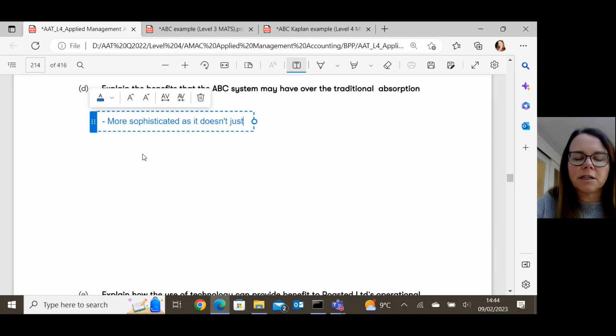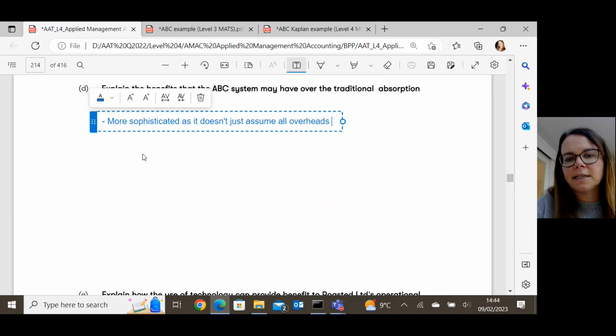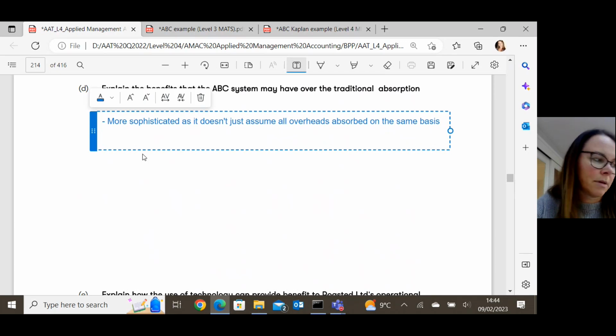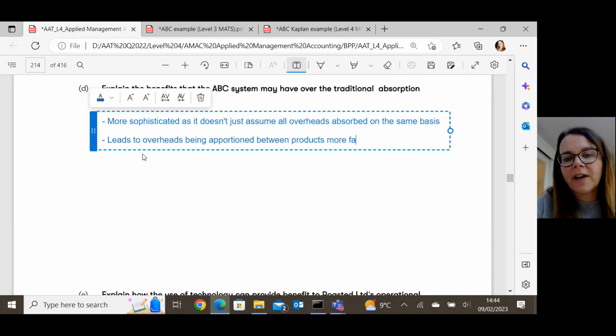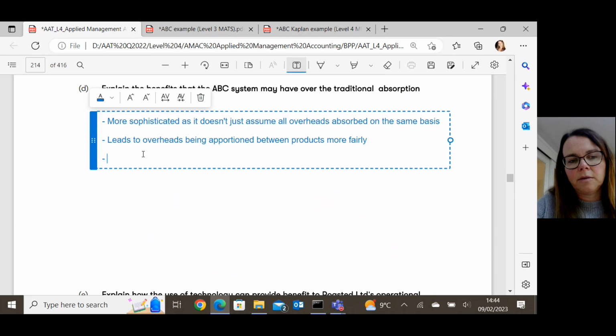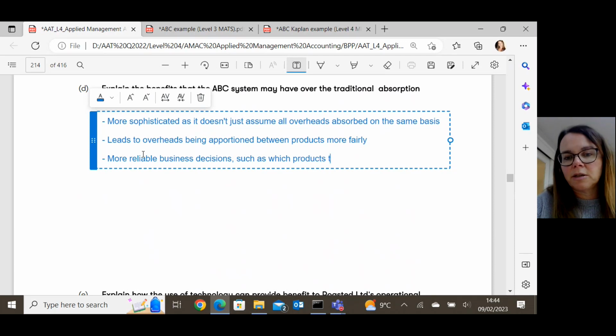as it doesn't just assume all overheads are absorbed on the same basis. You could say that it leads to overheads being apportioned between products more fairly, which in turn leads to more reliable business decisions, such as which products to concentrate on, and pricing strategies.